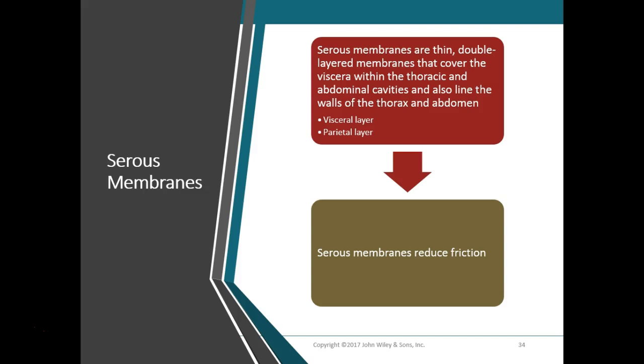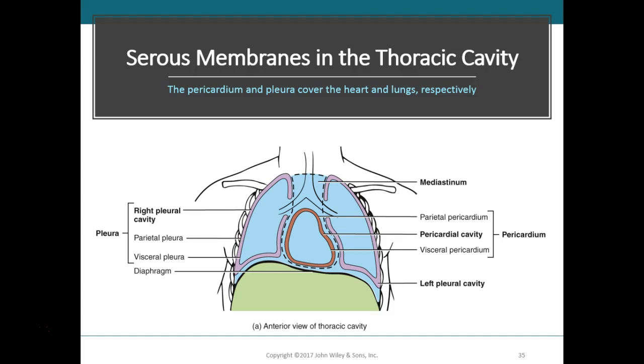These serous membranes are going to secrete a very slippery serous fluid that fills the cavity and prevents friction between the organs within that cavity and the walls of that cavity. So when we're looking at these membranes, the pericardium is going to be the serous membranes that cover the heart. So we have a parietal pericardium and a visceral pericardium. Remember, visceral covers the organ, so visceral pericardium lies on the surface of the heart. Parietal pericardium lines the cavity, and the pericardial cavity is the space between them that is filled with pericardial fluid.